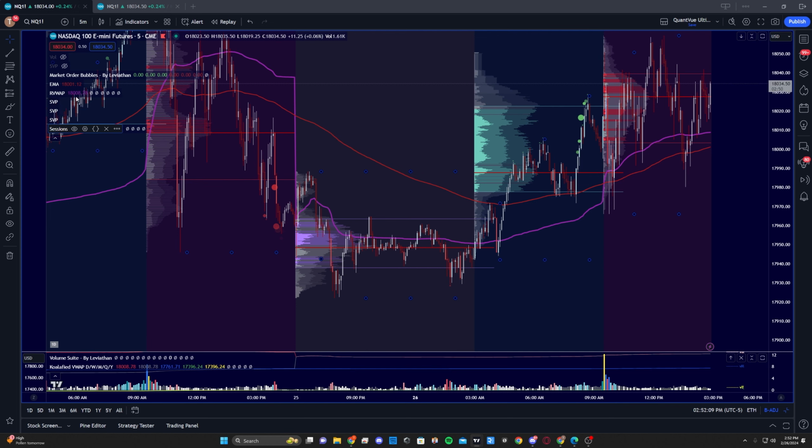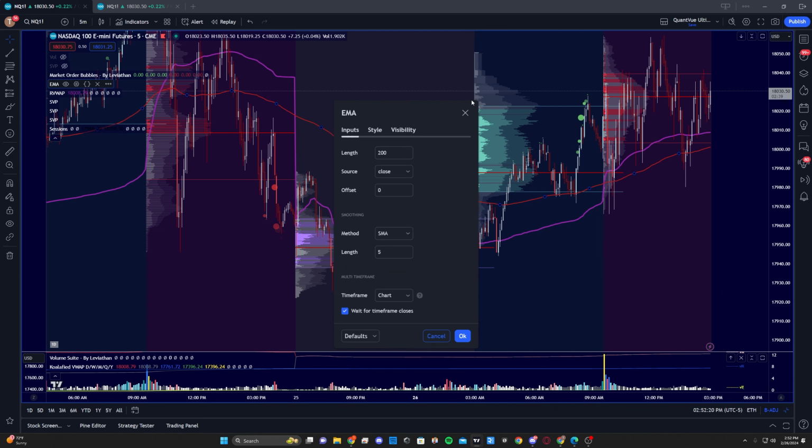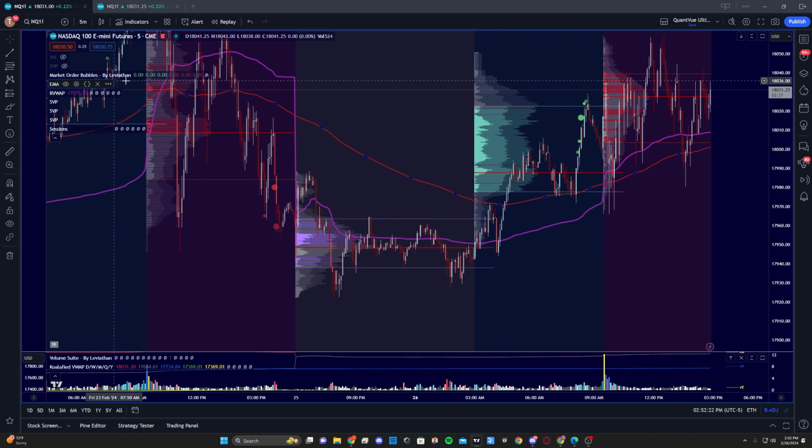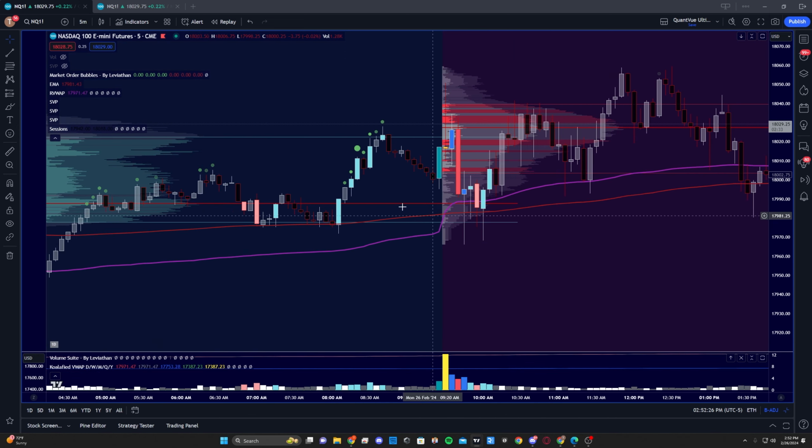And then you have the RV VWAP, and you can see the VWAP right there. Then you have an EMA, which I think is set to 200 by default. And then you have market order bubbles, which are these things right here. All the market order bubbles are is a way of visualizing large amounts of orders coming into the market.